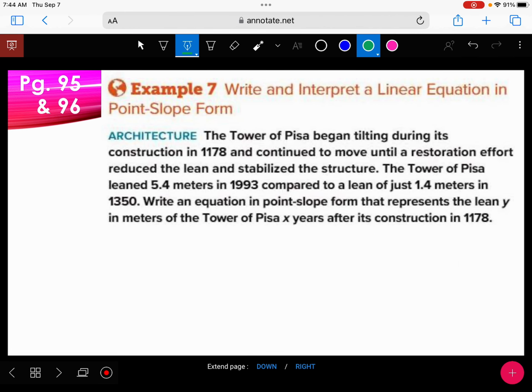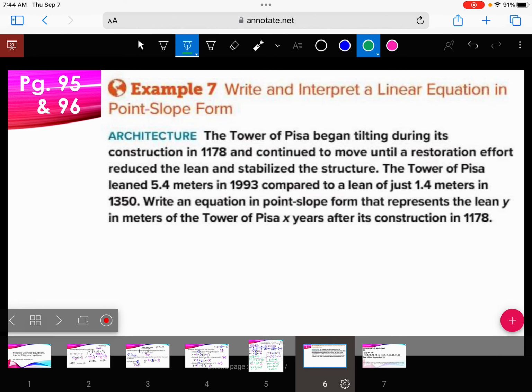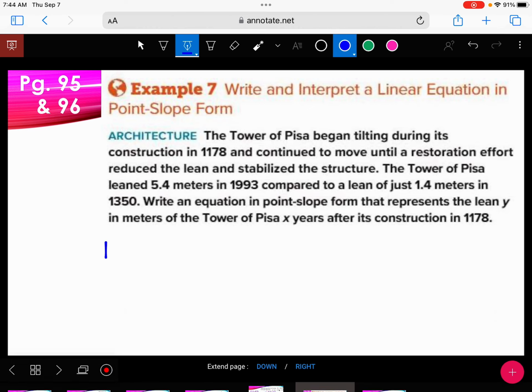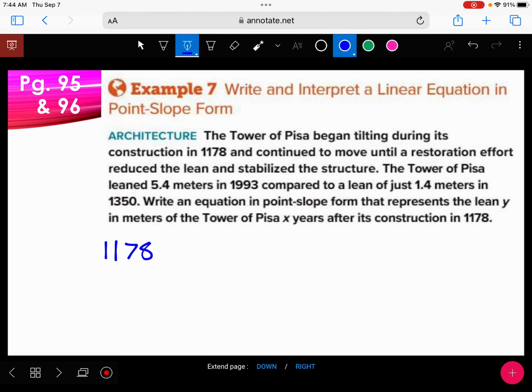We're going to do a story problem. Our favorites. But this is the last one, okay? So story problem, same kind of vibe. Looking at the point slope form, we're going to use that in here. So we've got that the Tower of Pisa began tilting during its construction in 1178. That's a year. So we have the year 1178. And continued to move until the restoration efforts reduced the lean that stabilized the structure.